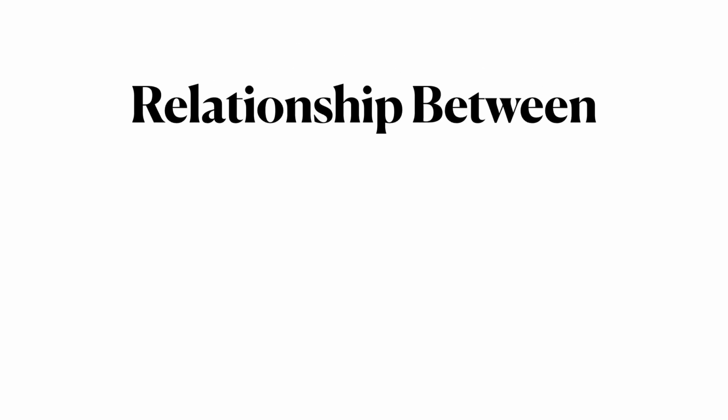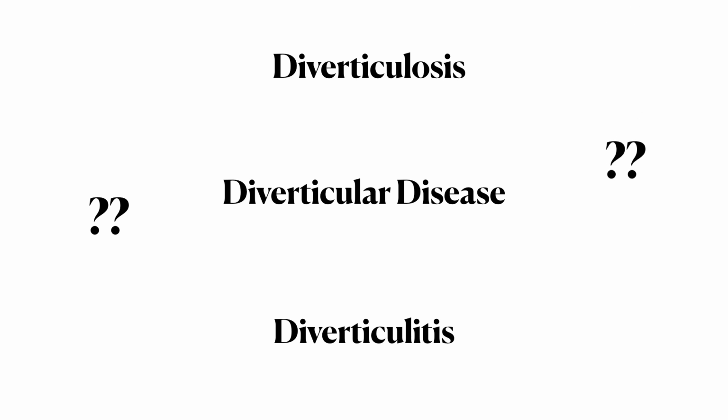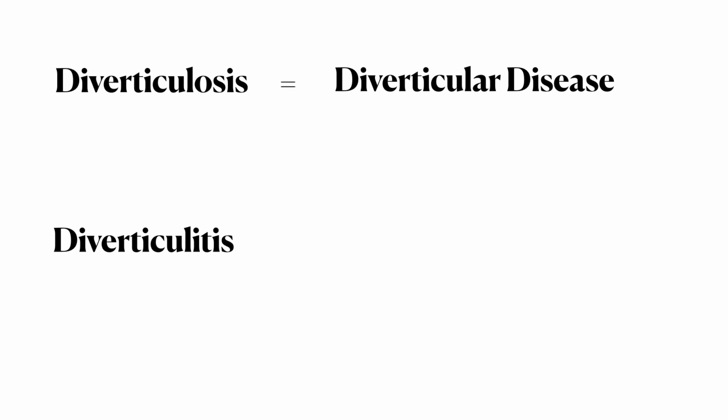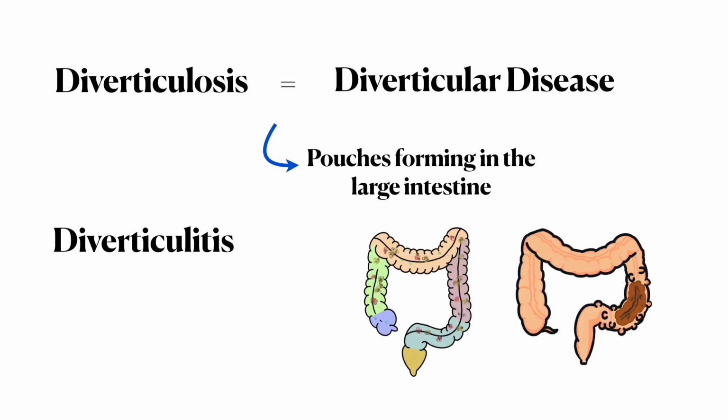In this video, we are talking about how diverticulitis can potentially impact the gut microbiome, so the relationship between the gut and diverticular disease. So what is diverticular disease, diverticulosis, diverticulitis? Diverticular disease or diverticulosis is a condition where pouches form in the large intestine. Diverticulitis, on the other hand, is when these pouches become inflamed. This can then result in pain, bowel changes, fever, and other symptoms. Check out our other videos on these topics.